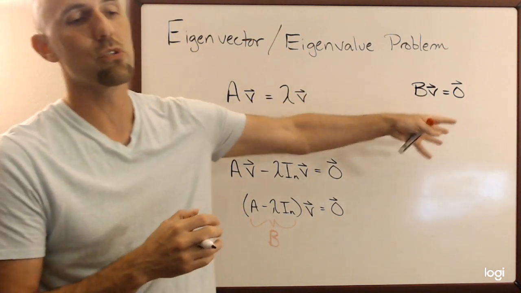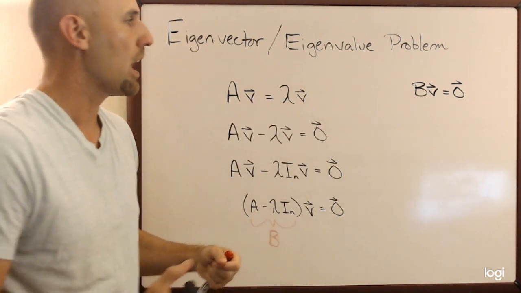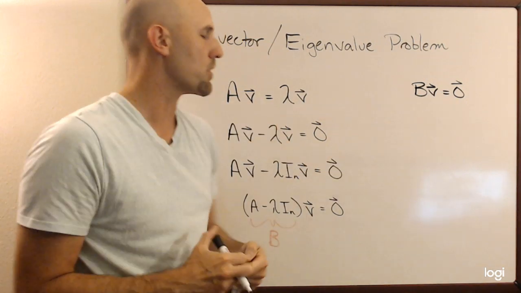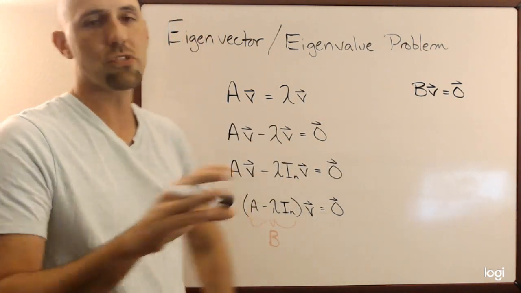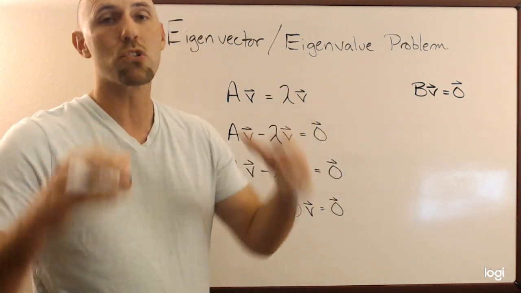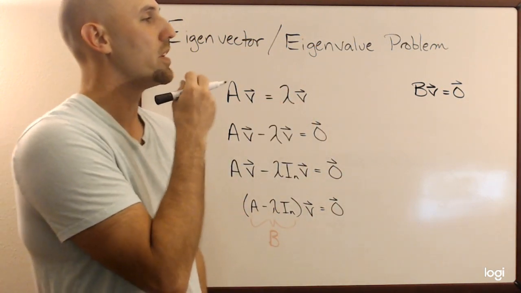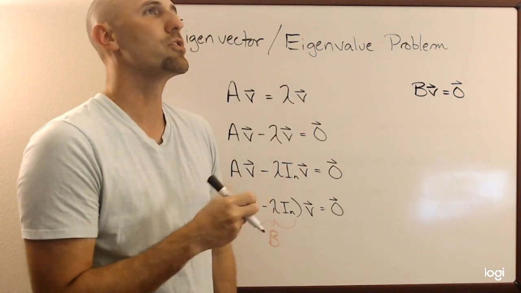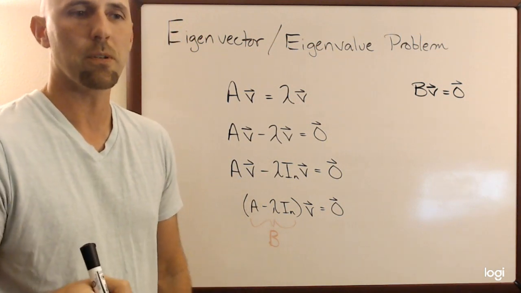There's the trivial solution. v could just be the 0 vector, and then B times the 0 vector would of course have to be 0. But we're not interested in that one. We're interested in the non-trivial solutions. So I want non-trivial solutions. That means I want more than one solution.